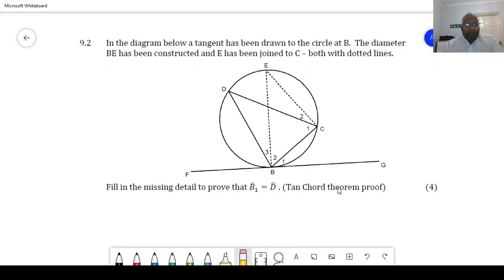Okay, now we're looking at question 9.2. We are told that in the diagram below, a tangent has been drawn to the circle at B. Okay, so here we have a tangent at B. The diameter DE has been constructed and E joined to C, both with dotted lines, as you can see there. Fill in the missing details to prove that B1, which is this angle here, is equal to angle D, which is the tan chord theorem proof.